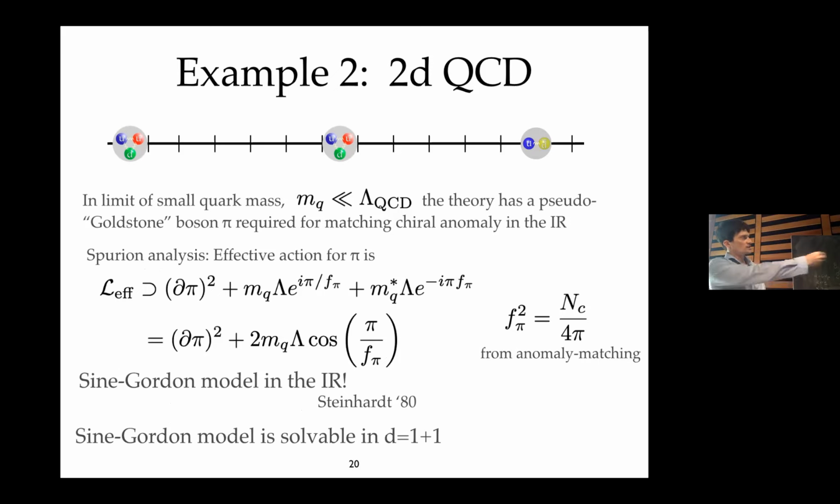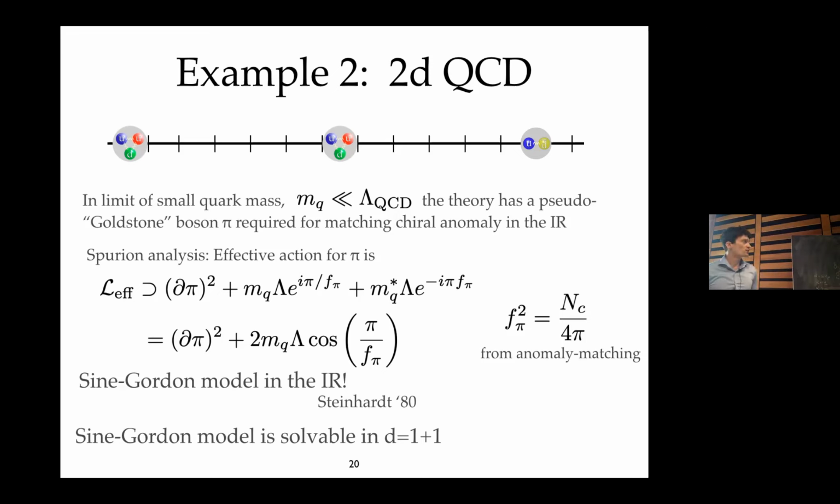And just at small quark mass, we write down the quark mass and we let the mass transform under axial transformations, which have to be compensated for by e to the i pi over f. And you immediately see that the potential is a cosine potential. So in the IR, this theory is the sine-Gordon model. This result was actually first derived by Paul Steinhardt in 1980 using different methods.